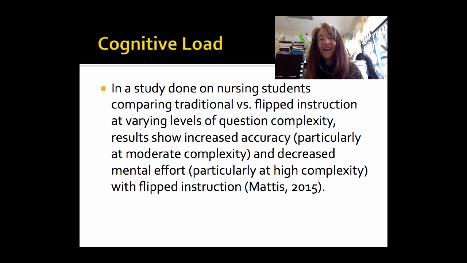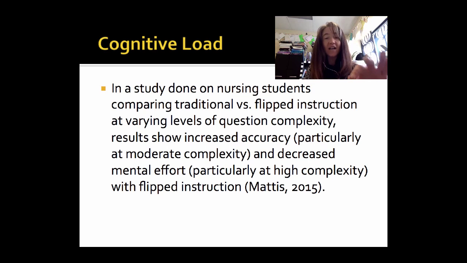This is a constant struggle for me in my medical microbiology labs, where nurses often have not mastered certain math skills. So this was the case in this study as well. And so what they did is they compared a traditional versus flipped instruction, but they did so at different levels of complexity because they wanted to see whether flipped instruction was equally effective at all levels of complexity. And what they did find is that it was most effective to flip at moderate levels of complexity.